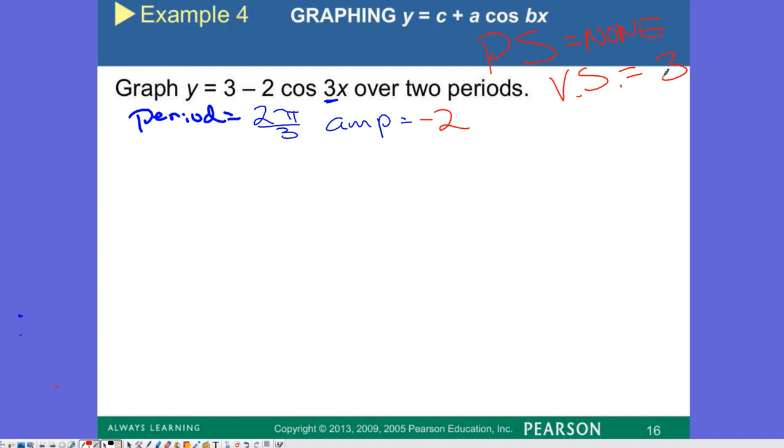Now, do I need to factor out anything here? No, because I don't have a phase shift, so I don't have to do the factoring. So now I do my parts. This is 2 periods, right? Yeah. So I have to do 2 periods out of that.